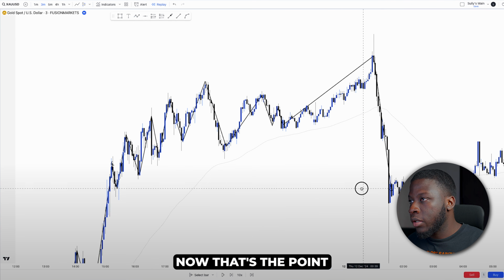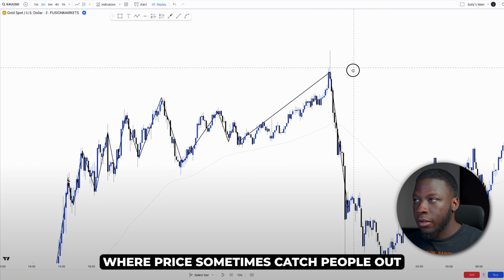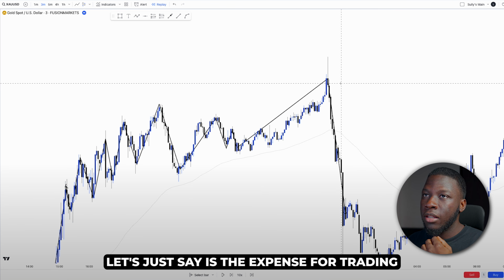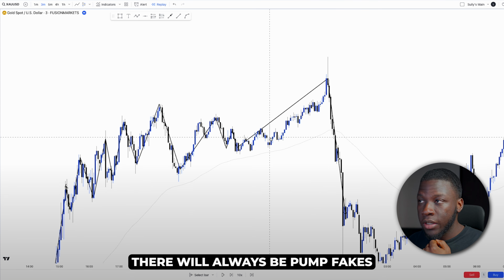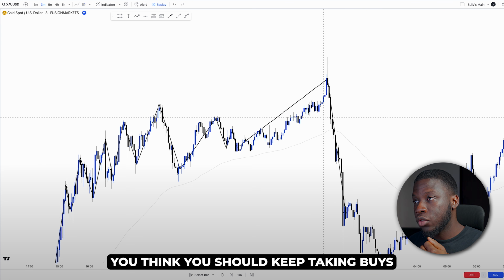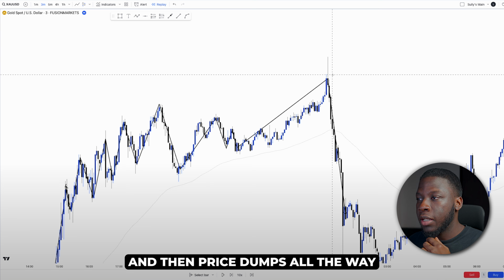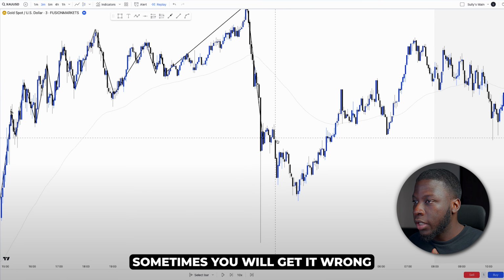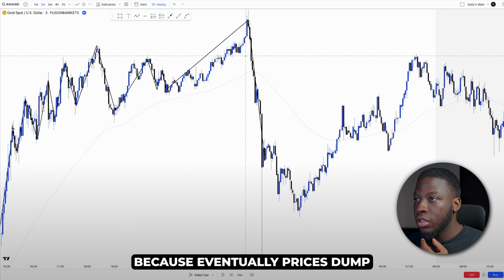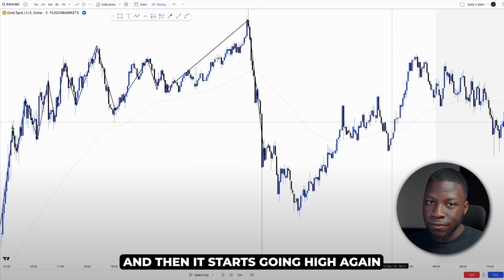Now that's the point where price sometimes catches people out, but let's just say it's the expense of trading, right? Because yes, there'll always be pump fakes. Price will go high like this, you think you should keep taking buys, you might take a buy and then price dumps all the way. But that's just part of the game. Sometimes you'll get it wrong, sometimes you get it right. Because eventually price does dump and then starts going high again.